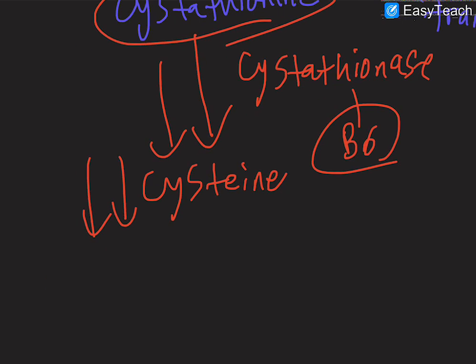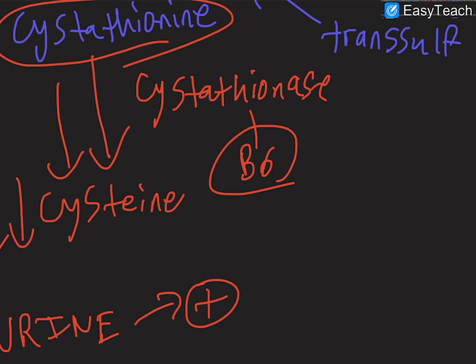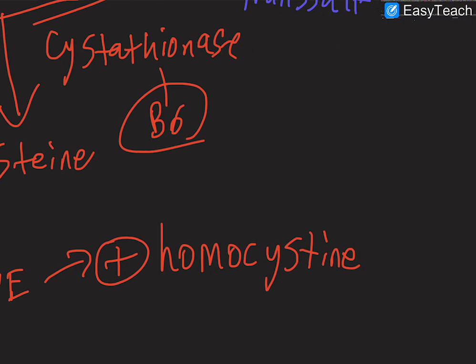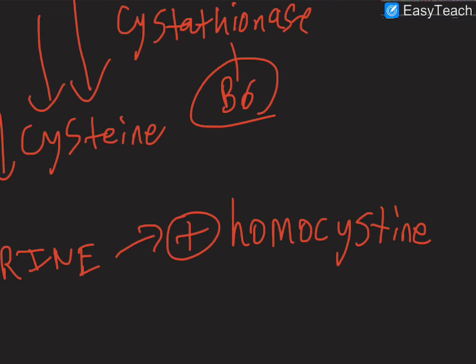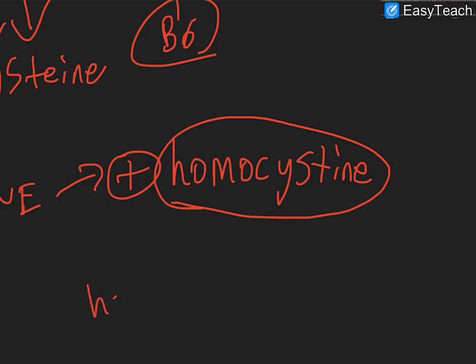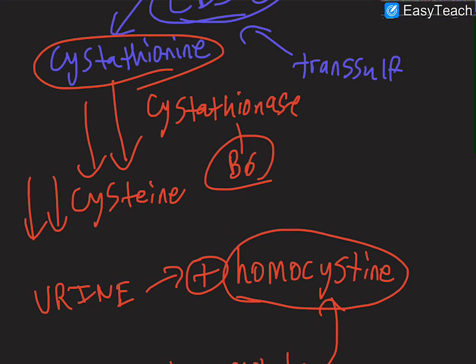Of course, if you check the urine, it's going to be positive for homocysteine, because we get the oxidation of homocysteine, which can then be converted into that. All right, so those are the main lab findings to know.